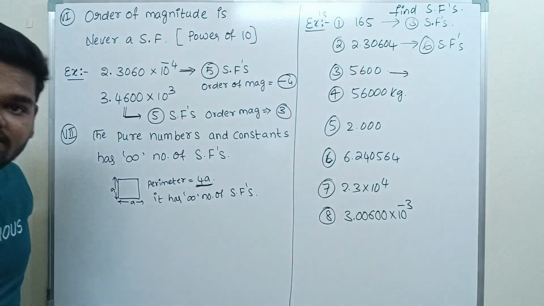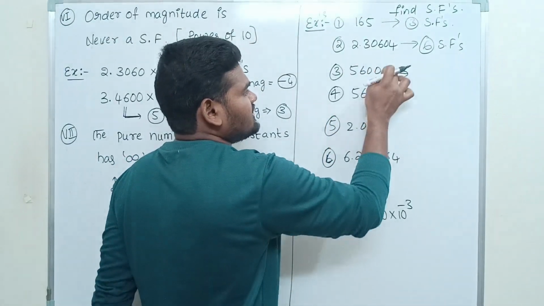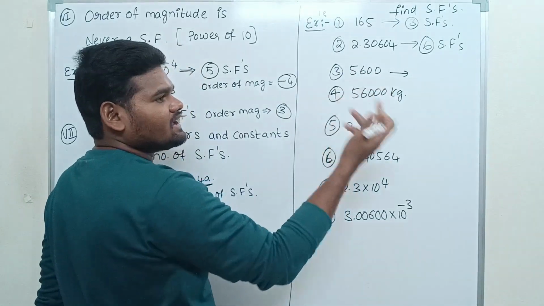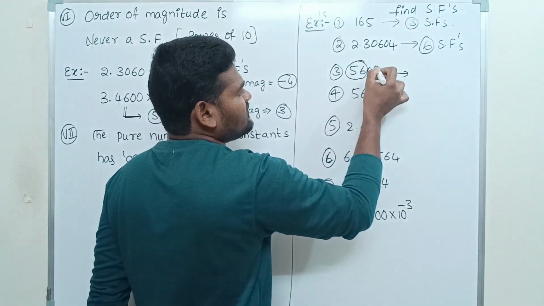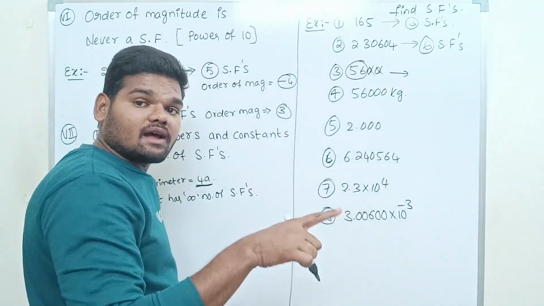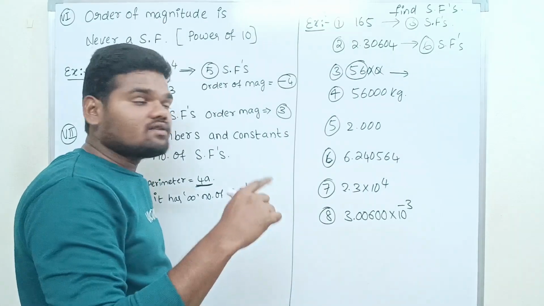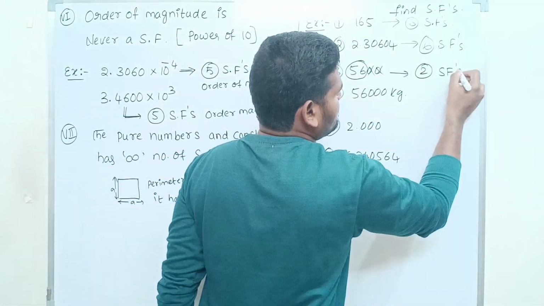Comes to this. Are you able to see the board? Okay. It is a normal number. It is not taken from any measurement. Then it has only two significant figures, and ending zeros are not significant figures in a normal number. Normal number means without decimal. Now it has only two significant figures.